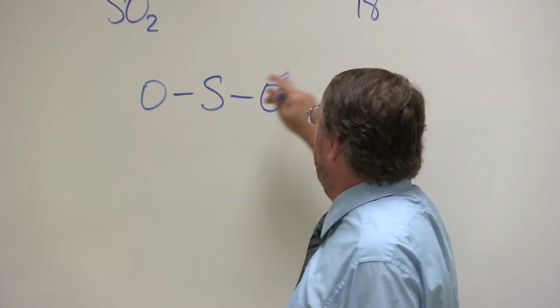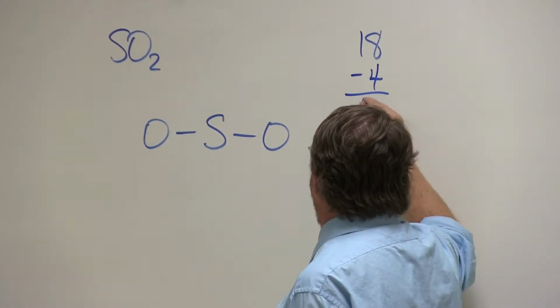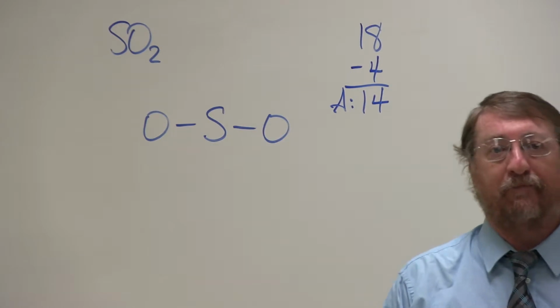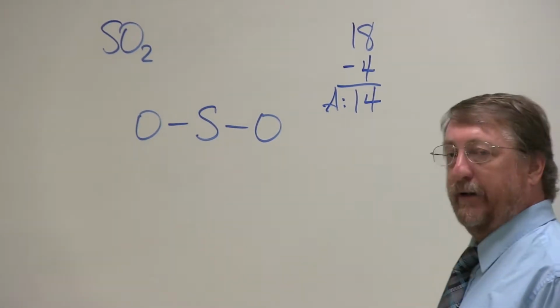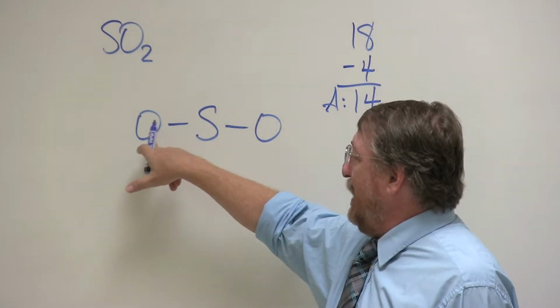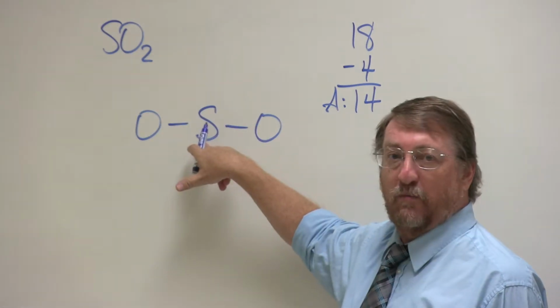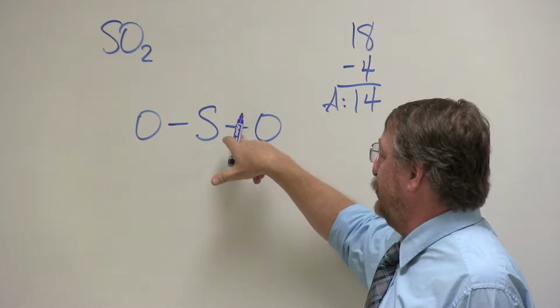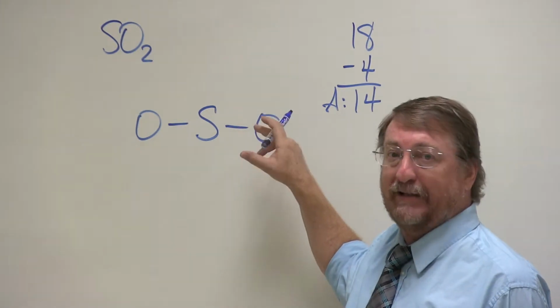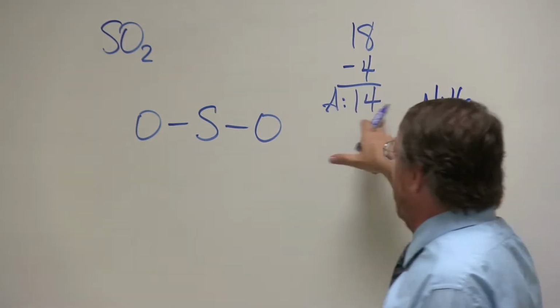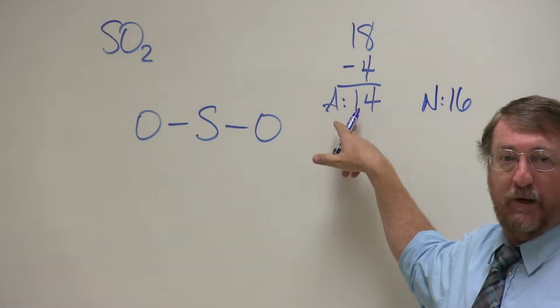4 of those are already assigned to bonds. So I have 14 electrons available to complete the octet. Now I want to assign the octet. This oxygen has 2 and wants 6 more. This sulfur has 4 and wants 4 more. That's 10. This oxygen has 2 and wants 6 more, so that's 16. So we need 16. When we need more than we have available, we're going to add a bond.